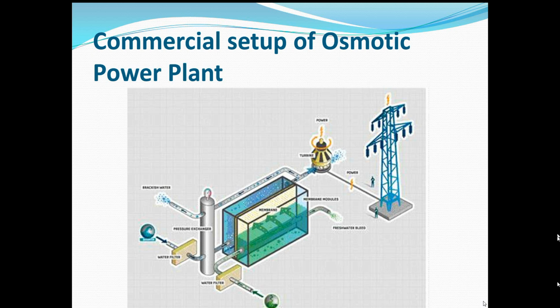Because of the salinity difference, the water molecules from the freshwater side tend to move towards the seawater side, thereby increasing the height of the seawater. As the height of the seawater increases, it creates a head, and this high head of water helps the water turbine rotate efficiently, thereby producing power.